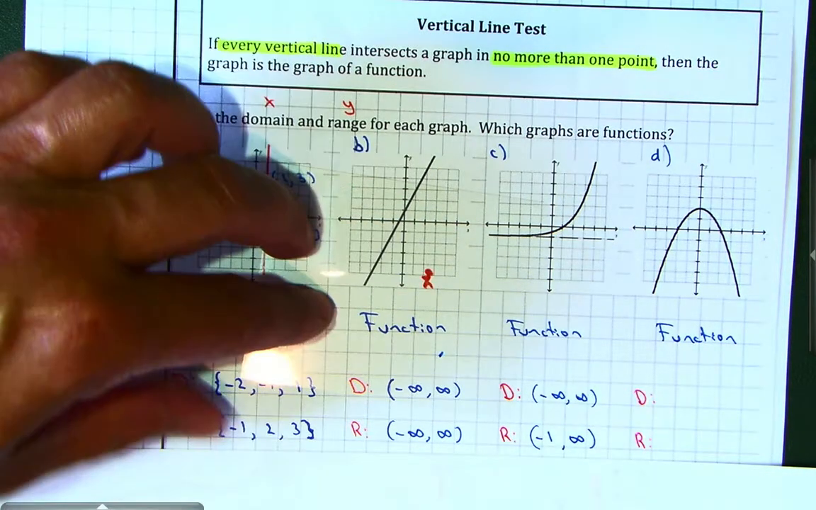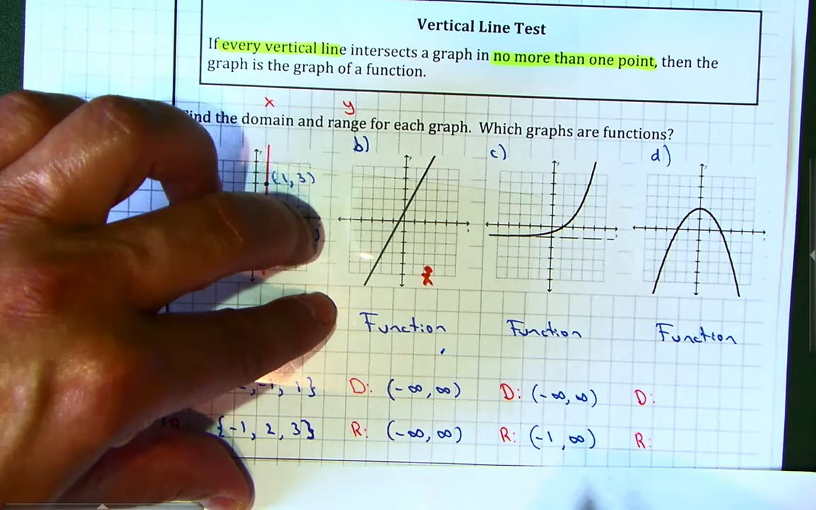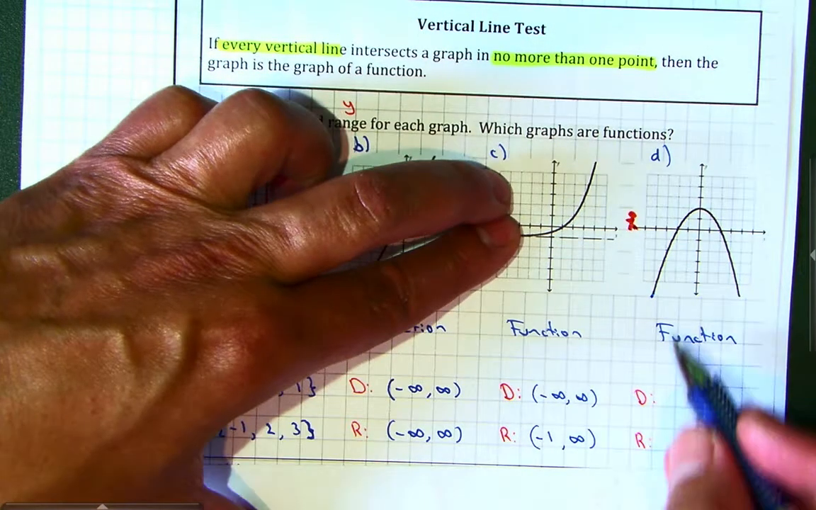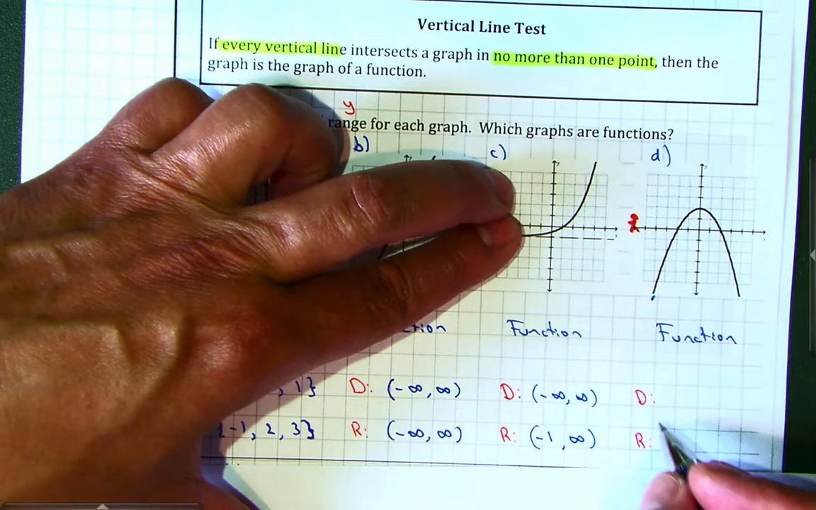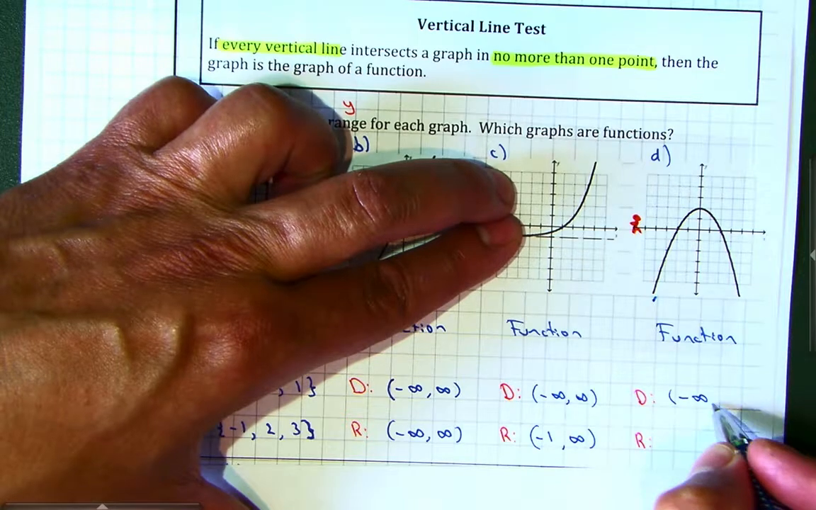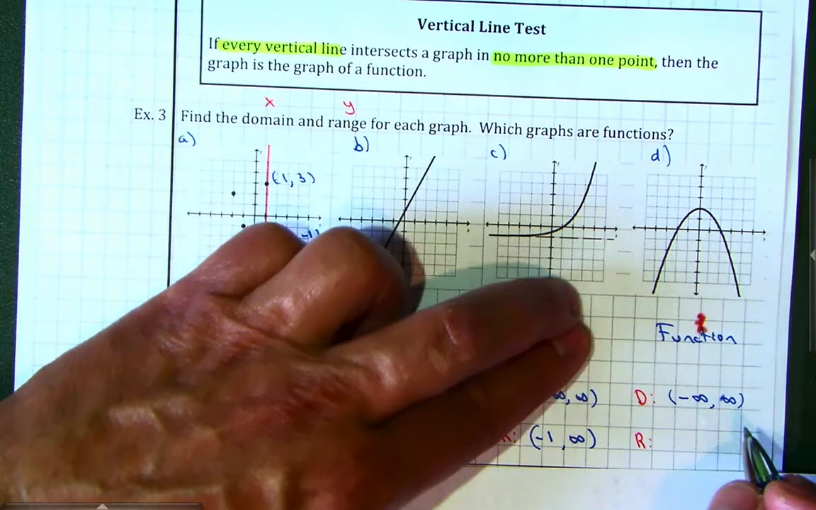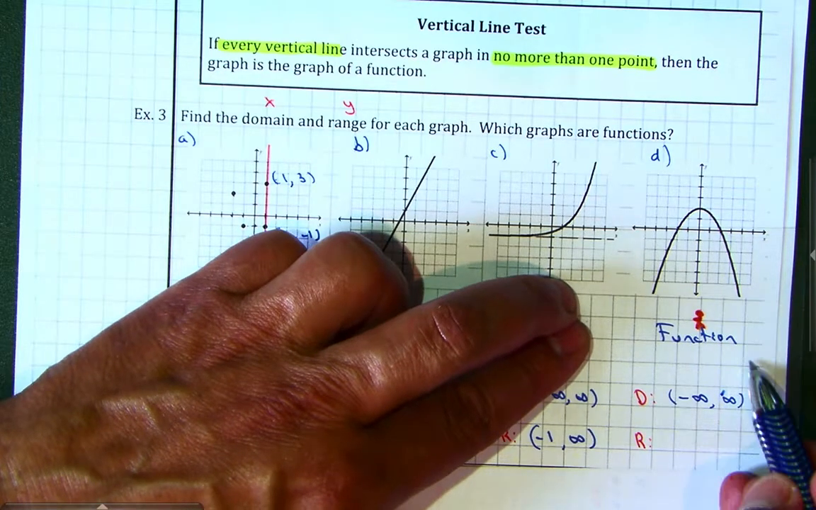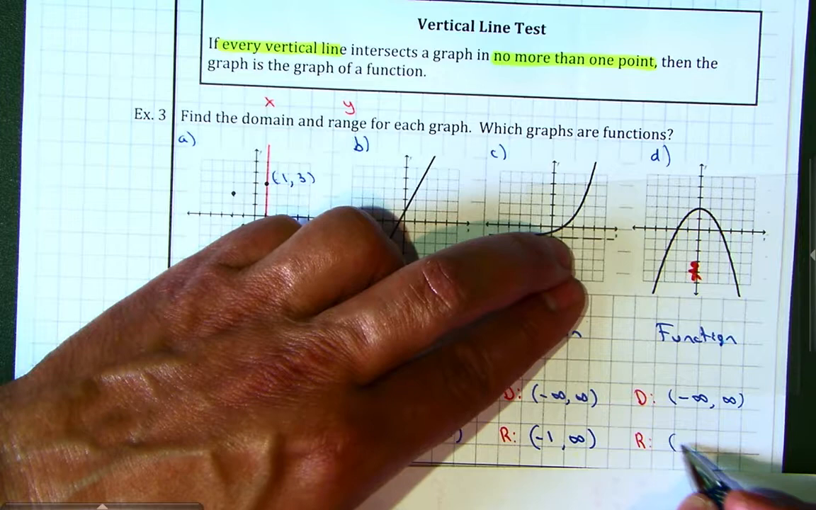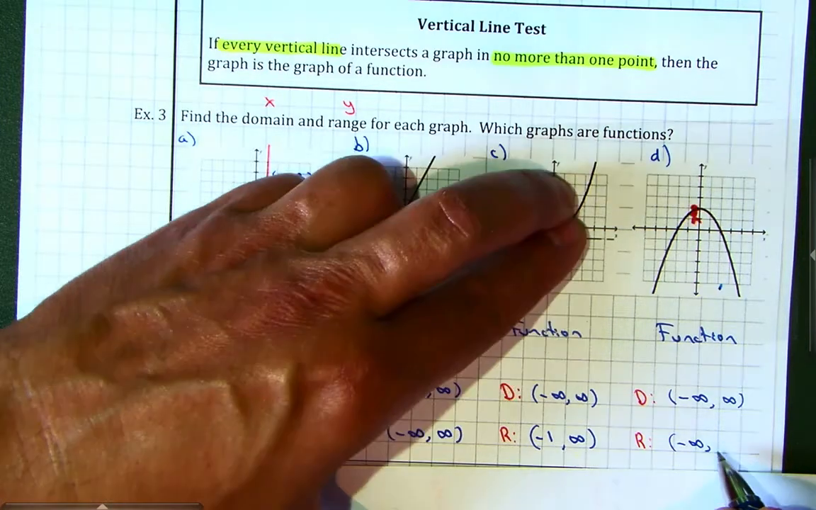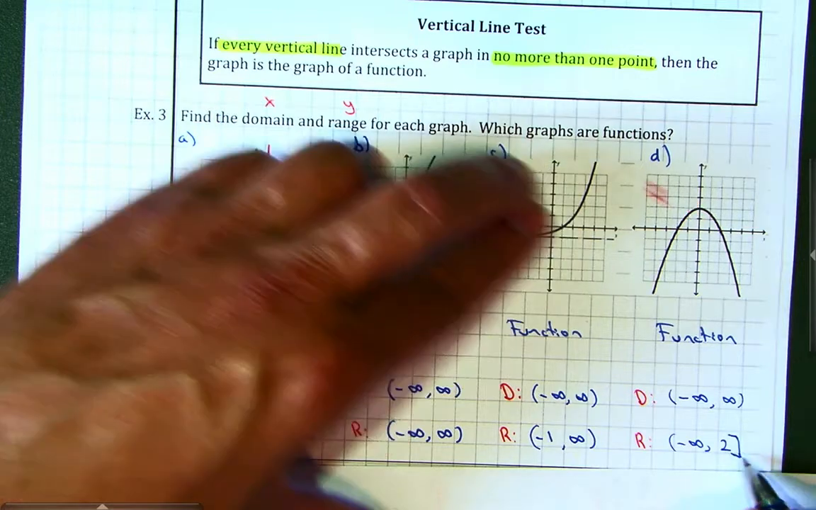For letter D, domain, we know that the graph continues going further down, so therefore it'll be from -infinity all the way to +infinity. And your range will be the y values. We know the graph goes all the way down to -infinity, so it'll be from -infinity all the way up to 2. And we are assuming that it reaches 2, so therefore it gets a bracket.